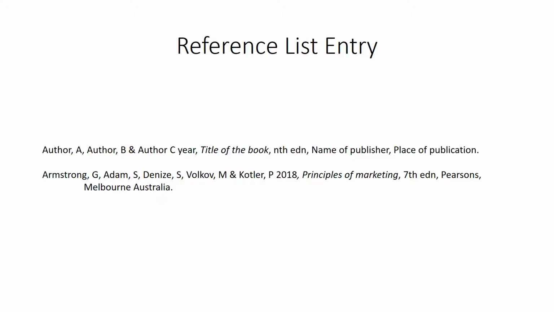The year of publication. Then we have the title of the book in italics with only the first word capitalised. Then we have that it's the 7th edition. We then know who the publisher was, Pearson's, and we know that it was published in Melbourne, Australia. And please note that the first line of this reference list entry is left justified, but that the second line is indented. This is called a hanging indent and is commonly used in many reference list systems.